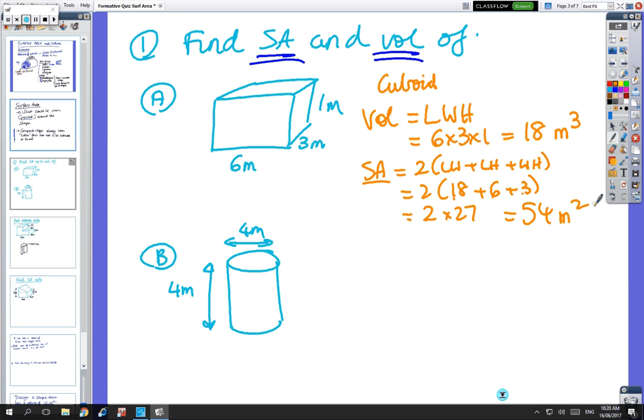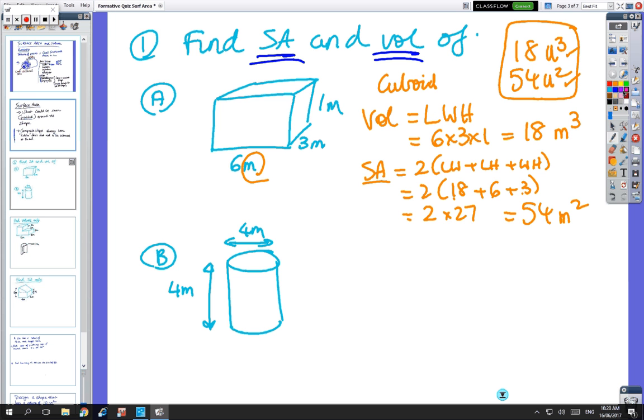So again, if by chance there's no units given, you just say 18 units cubed or 54 units squared. So you cover your bases if the unit is not included in the diagram. So it's a cubic unit, you don't know what the unit is, or it's a square unit. But in this particular case, we knew.